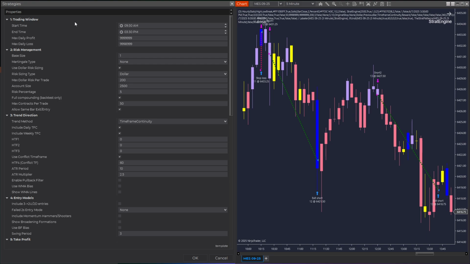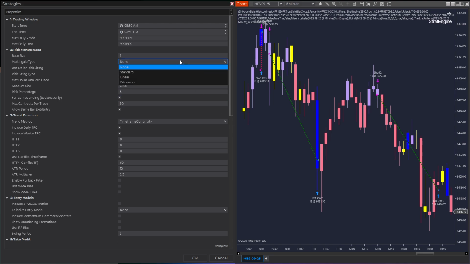And so the next setting that is common amongst all of the bots is going to be the risk management. So Strat Engine does have martingale functionality. Martingale functionality is when a trade is classified as a loss, it will either double the size or increase the size based on the selected amount. Standard, linear, and Fibonacci are the options. There'll be more about that in the documentation.